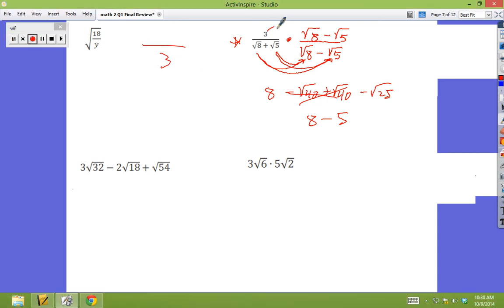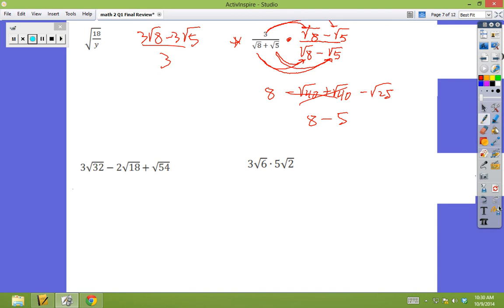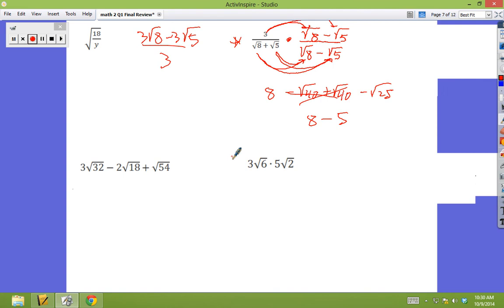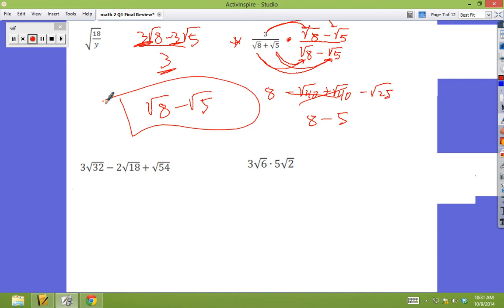Okay, now on your top, if you distribute the 3 to both of them, it's going to be 3 square roots of 8 minus 3 square roots of 5. And that is, oh, that's not it. Nope. All right, here you've got to go one more step. You've got to simplify it because look, these can all be simplified. You can divide everything by 3. So your final answer is just going to be the square root of 8 minus the square root of 5.